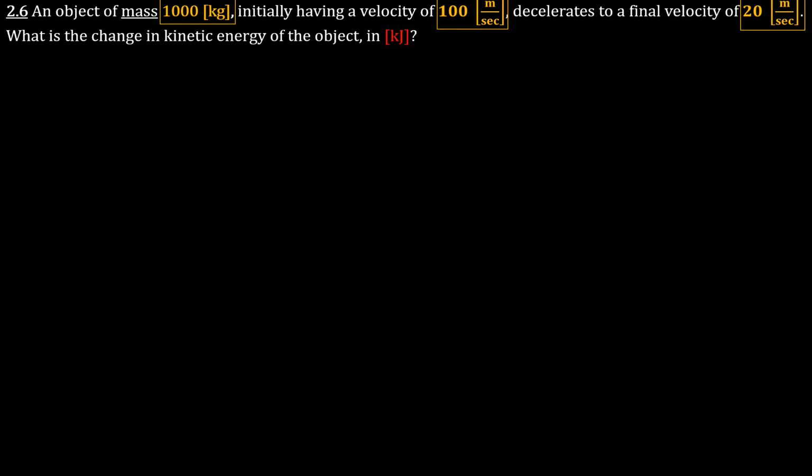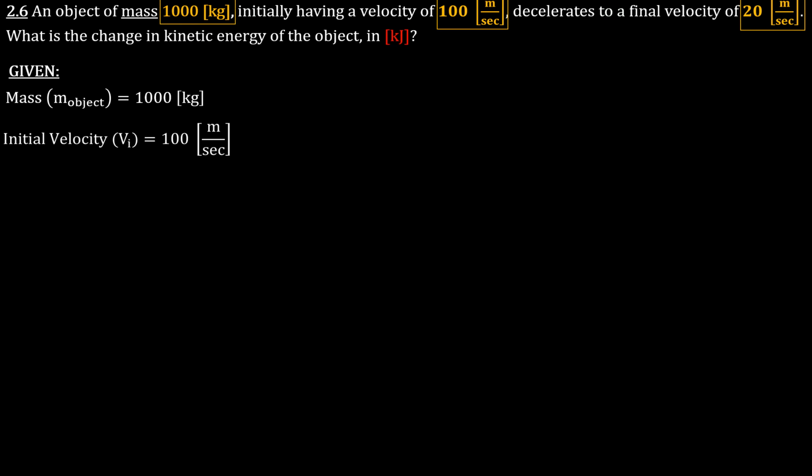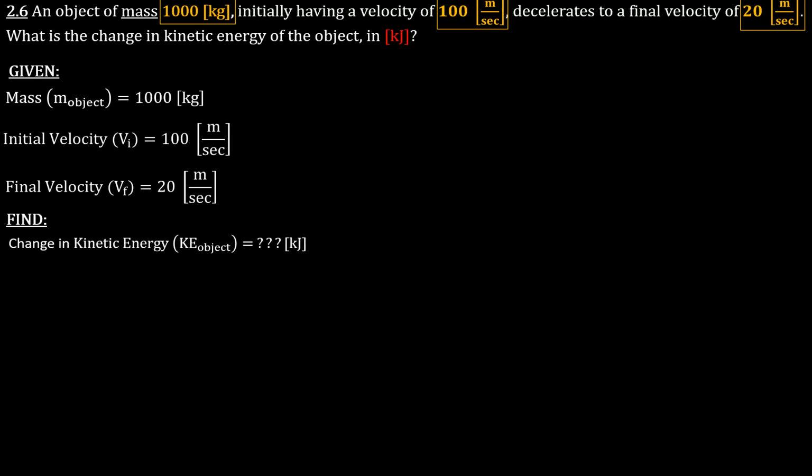All right, so now let's write what's given. We have a mass of an object that is 1000 kilograms. The initial velocity v sub i is 100 meters per second. The final velocity v sub f is 20 meters per second. If you look, the units are all consistent. What do we need to find? We need to find the change in kinetic energy in kilojoules.